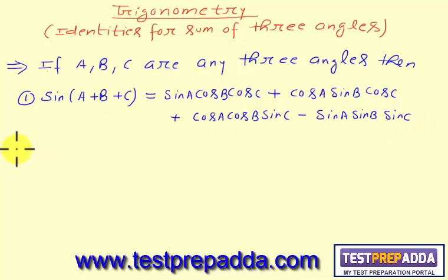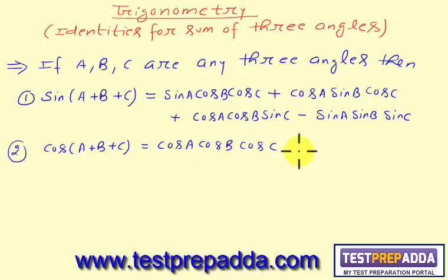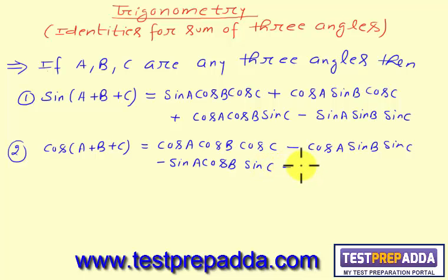Okay, now the second identity which we will prove here: cos(A + B + C) is equal to cos A cos B cos C minus cos A sin B sin C minus sin A cos B sin C minus sin A sin B cos C.